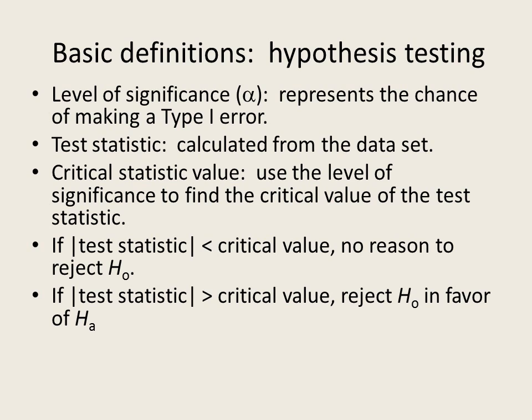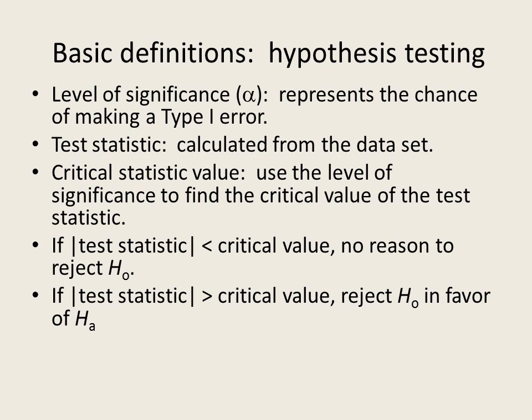The next thing that we get out in a hypothesis test is a test statistic, and that's calculated from the data set. Then we'll usually have a critical statistic value, and we'll use the level of significance to find that statistic value. After that, we compare our test statistic to the critical value.